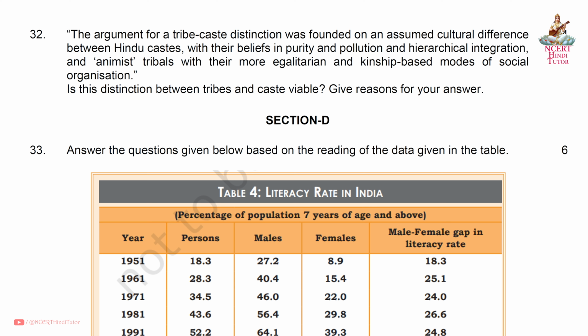Question 32. The argument for a tribe caste distinction was founded on an assumed cultural difference between Hindu castes with their beliefs in purity and pollution and hierarchical integration, and animist tribals with their more egalitarian and kinship based modes of social organization. Is this distinction between tribes and caste viable? Give reasons for your answer.